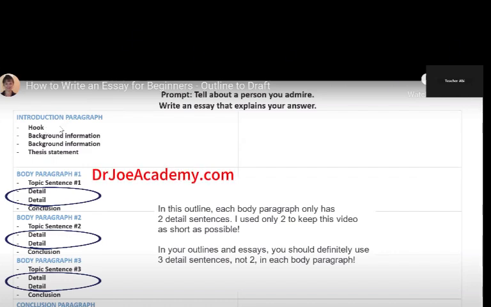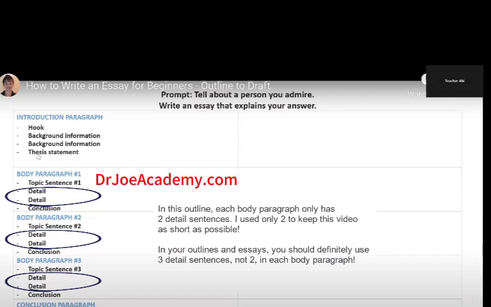So you can either ask a question, like, have you ever? Or you can start off with, imagine this, something cool, something that will grasp your attention. Then background information is information about your essay itself. And thesis statement.